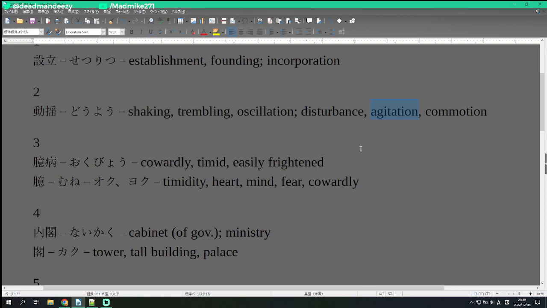or shaking and trembling. Doyo is agitation or oscillation. Not to be confused with doyo, which can also mean kind of a compatriot or a companion. That doyo is written with different kanji. This doyo is movement, swaying. Doyo is oscillation or agitation.